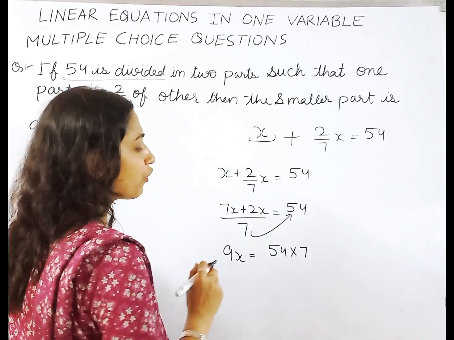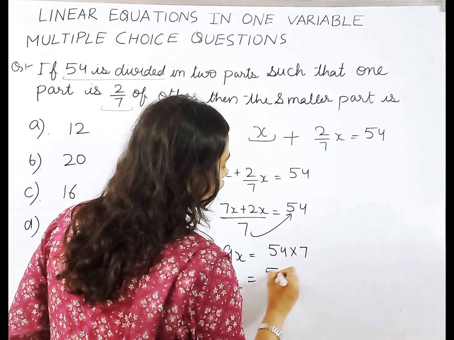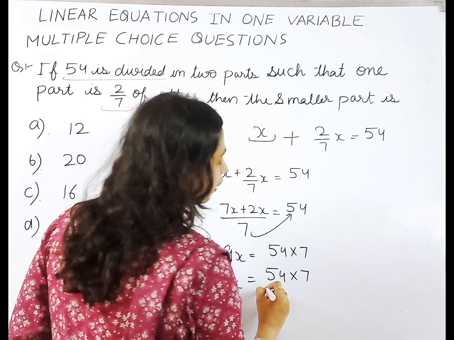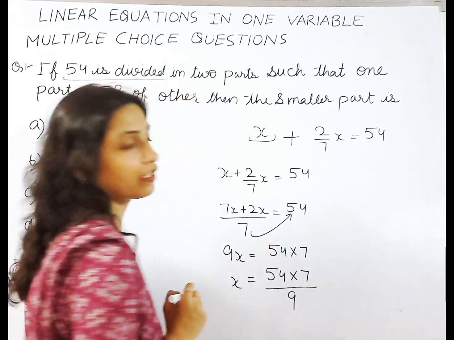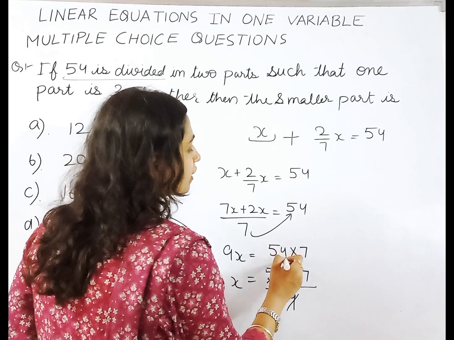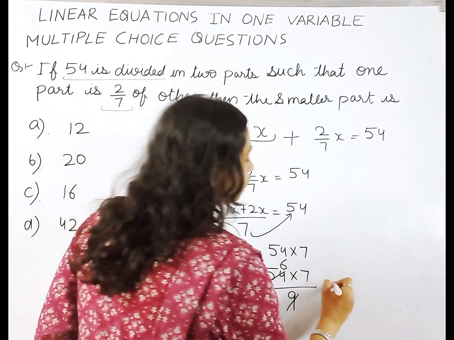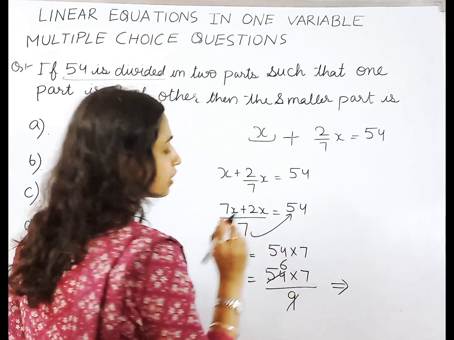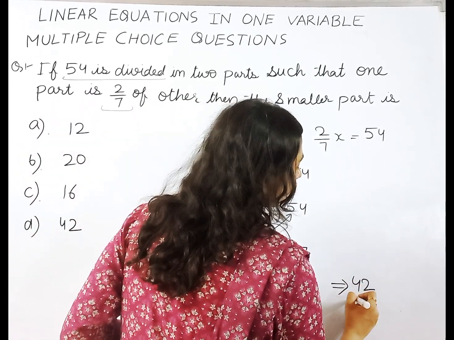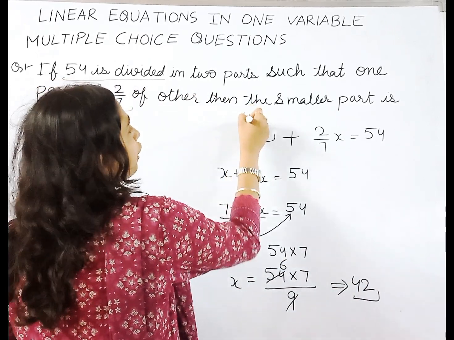And now what will we do? We will take 9 to the right hand side of the equation, and the equation becomes 54 into 7 divided by 9. So here 9 gets cancelled with 54. 9 sixes are 54. And x becomes equal to 6 into 7, and 6 into 7 is equal to 42. So one part becomes equal to 42.